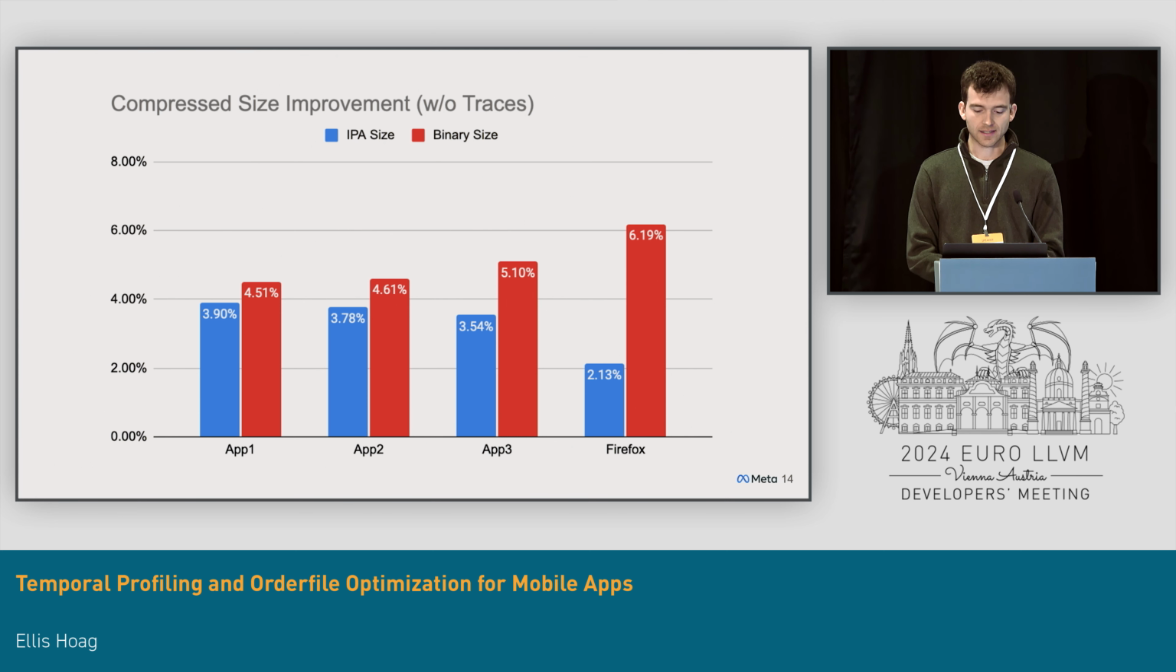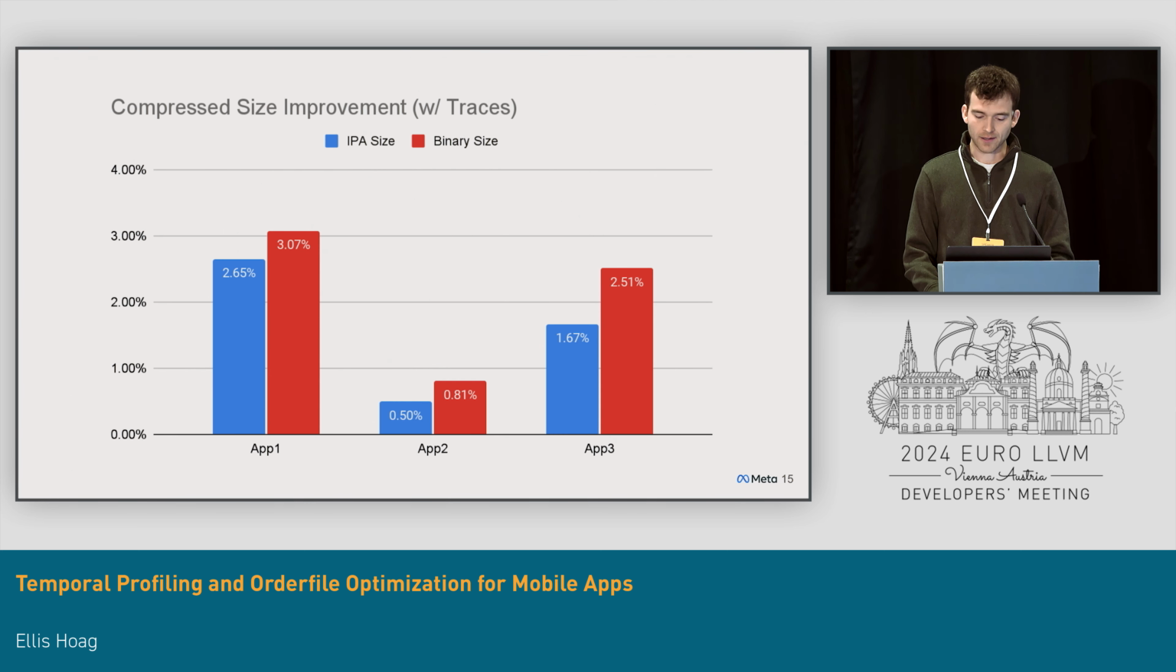So this graph shows the compressed size improvement without using profiles. So all functions were ordered to minimize the compressed size. In blue, we have the compressed size improvement over the whole IPA, which includes images and other assets that we don't control, or the compiler doesn't control. But in red, we show the improvement over only the binary code. So if we look at Firefox on the far right, we were able to improve the compressed size of the client binary by over 6% just by reordering functions.